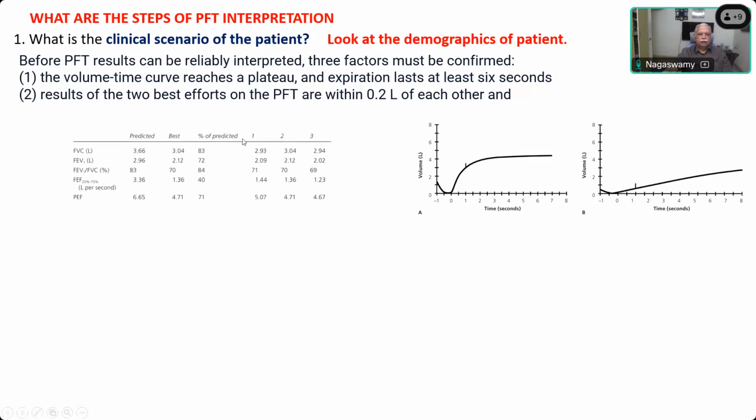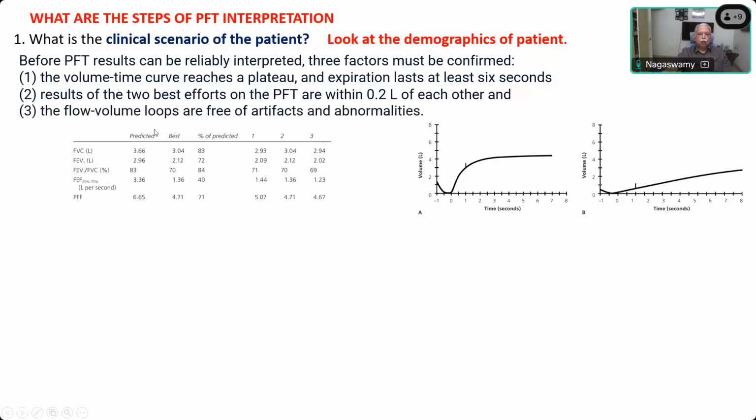For example, like this, you can see 1, 2, 3 attempts are there. In the FVC calculation, the predicted value is 3.6 and the best effort is 3.04. So he has already done 83% of predicted. And when you do that, you can see these two values are less than 100 ml different, 2.93 and 2.94. So this is a reliable method, or reliable PFT. So these three factors have to be looked into.